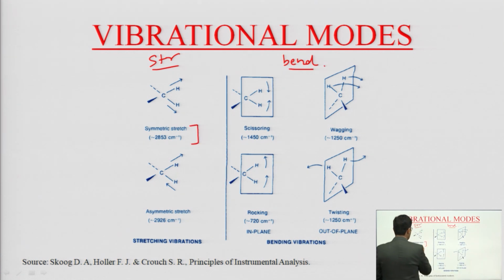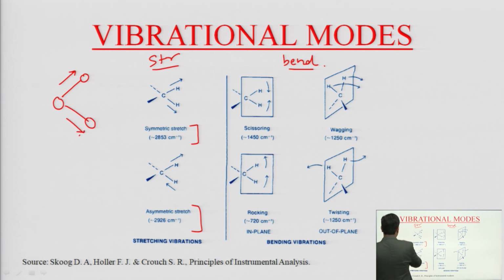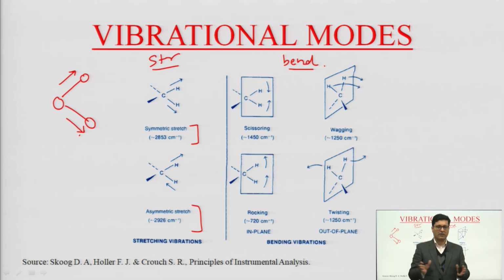The symmetrical stretching vibration appears nearly around 2853 centimeter inverse, and asymmetrical stretching appears around 2926 centimeter inverse value. Symmetrical stretching can be understood in this manner: suppose there is a system of 3 atoms which have 2 bonds connected. If one bond is going outward, then the other bond is going outward, meaning both bonds are going away from each other, or they are coming together to each other simultaneously at the same time, then it is considered a symmetrical stretching.